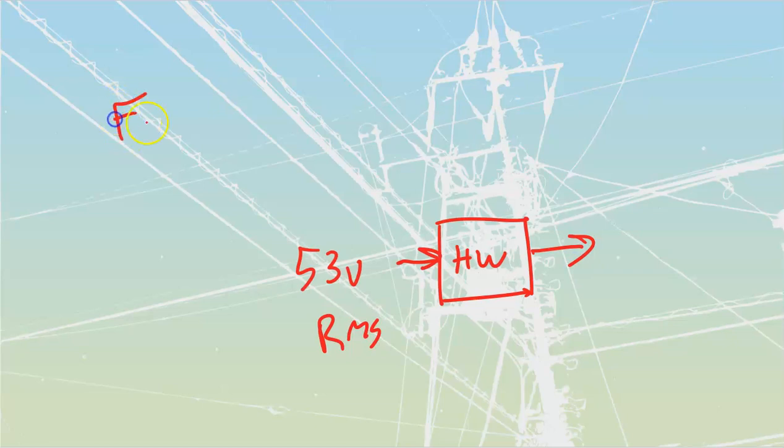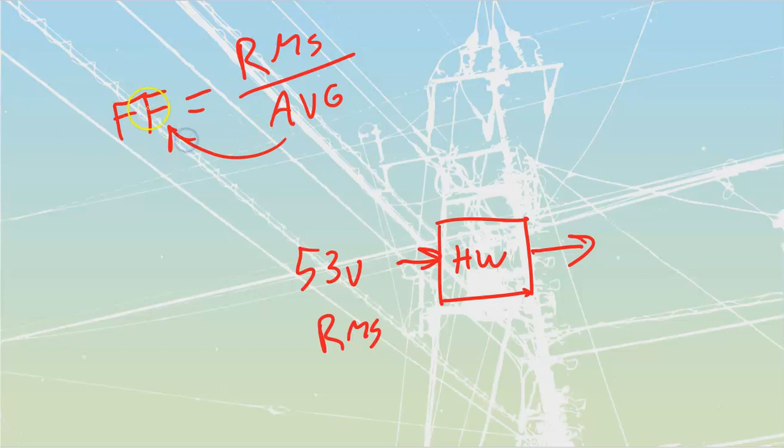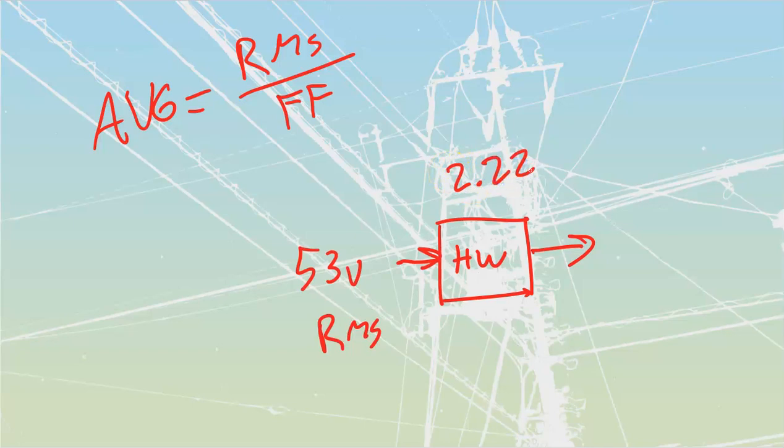Remember that my form factor is going to be my RMS divided by my average, right? We're looking for average, so we need to isolate that. So we're going to multiply average up to the top and form factor down to the bottom. We do that cross-multiplying thing, which gives us RMS over form factor is equal to my average. So now we can take that RMS value that we have, 53, and divide it by my form factor. What type of form factor is it for half wave? It is going to be 2.22.